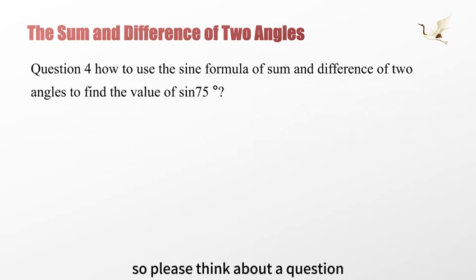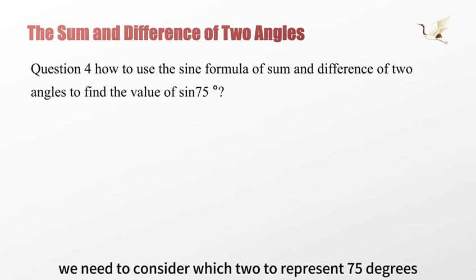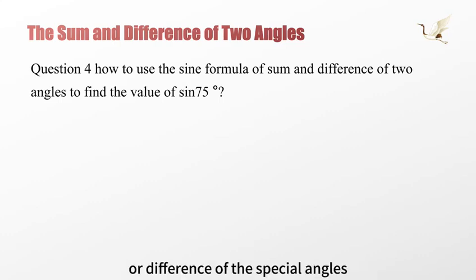So, please think about a question: how do we use the sine formulas for the sum and difference of two angles to calculate the sine value of 75 degrees? Firstly, we need to consider which two angles to use to represent 75 degrees. We know the sine and cosine values of special angles, so we can use their sum or difference.